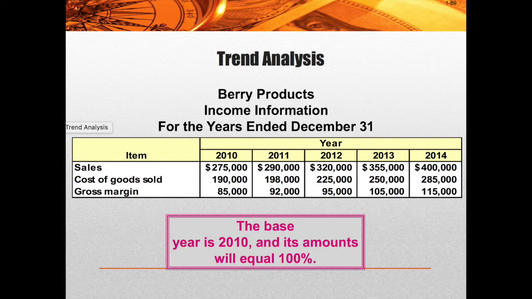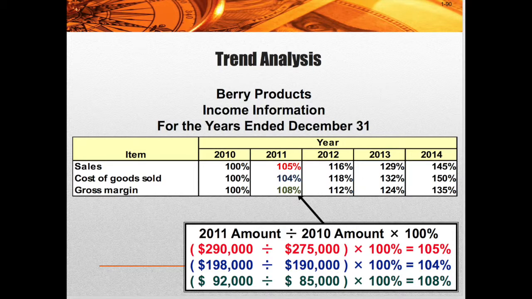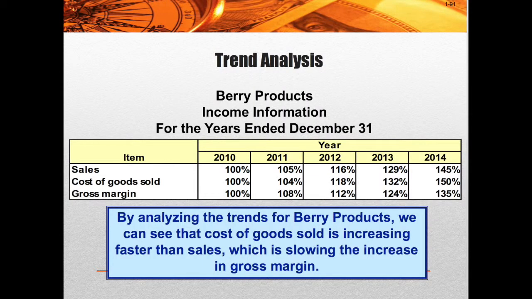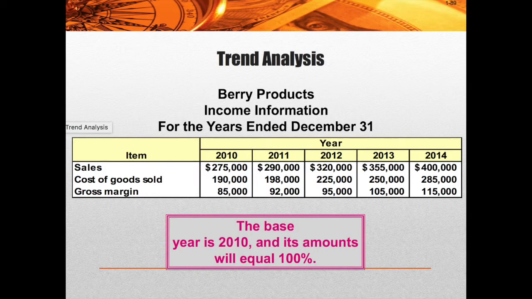If we turn those into percentages, we can see that the base year 2010 sales have been increasing: 105% in 2011, 116% in 2012, 129% in 2013, and 145% in 2014. So we can see we are actually escalating quite a bit in our pickup in sales. We are doing the same thing in gross margin. So we've got some very good trend lines here at the Berry Products company, and you can see how the base year, the 2010 base year, holds everything stable, and we're rolling off of it.